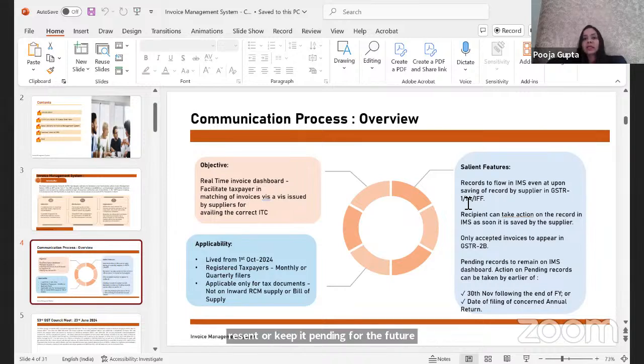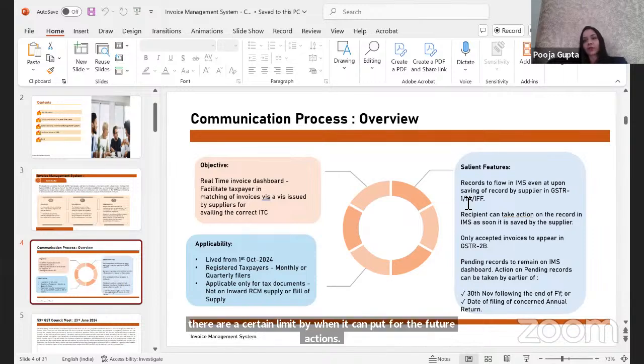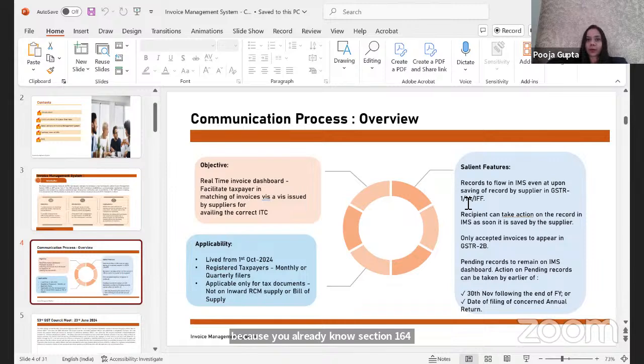When the recipient keeps it pending for future action, there is a limit by when it can be kept pending, because, as you already know, Section 16(4) defines the time limit for taking input tax credit. We can take the input tax credit by 30th November or the due date of filing the annual return, whichever is earlier. The IMS dashboard will keep the pending invoices only to that extent. After that, they will be moved out of the IMS dashboard. So that is the crux of the IMS dashboard.